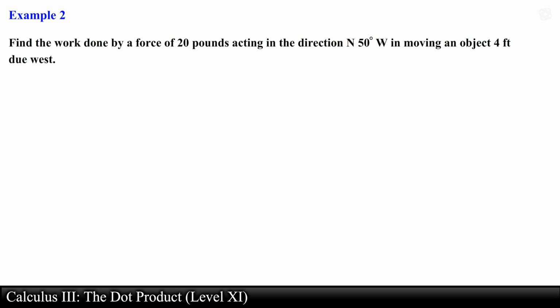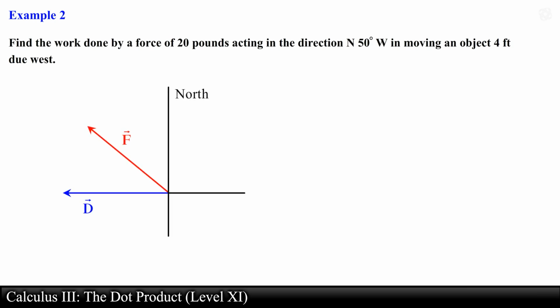Find the work done by a force of 20 pounds acting in the direction north 50 degrees west and moving an object 4 feet due west. Alright, similar to the previous example, let's draw a diagram to get a visual from which we can work with. Using the given bearing, the force faces in the following direction, and the displacement faces west.